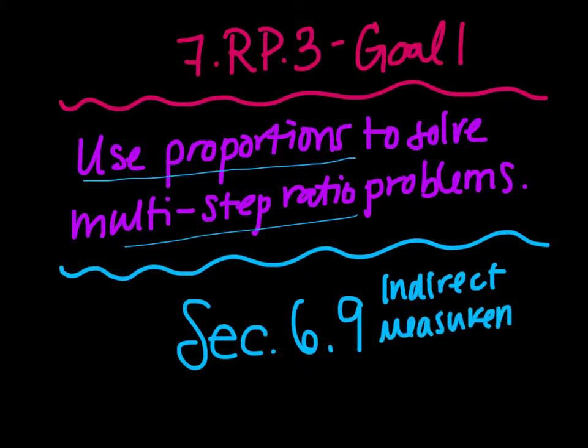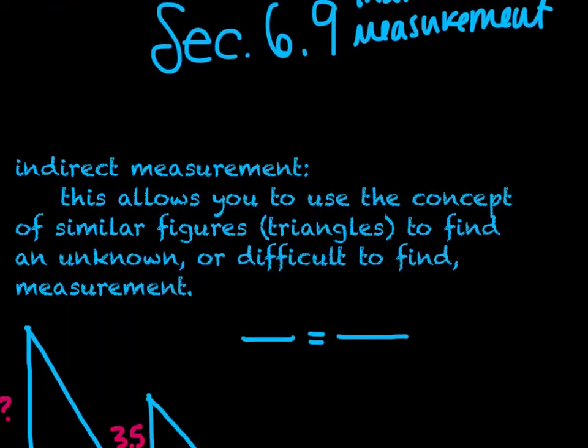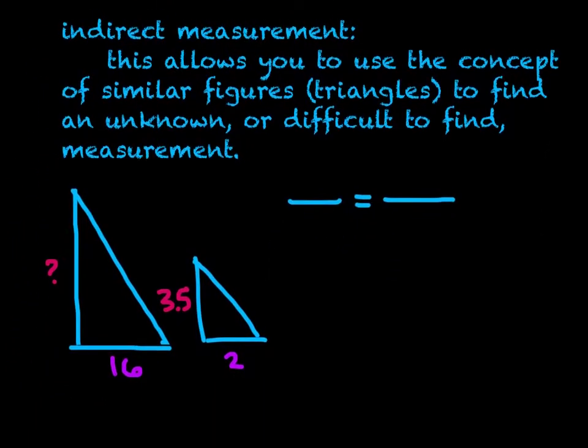Essentially, we will be looking at problems that we're going to have to create proportions with. There are going to be word problems, and we're just going to have to understand all the various steps that we may need to take to solve these problems. To start out with, what is indirect measurement? Indirect measurement allows you to use the concept of similar figures, perhaps triangles, squares, that sort of thing, but you'll usually see triangles, to find an unknown or difficult to find measurement.